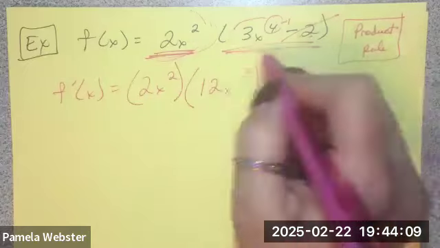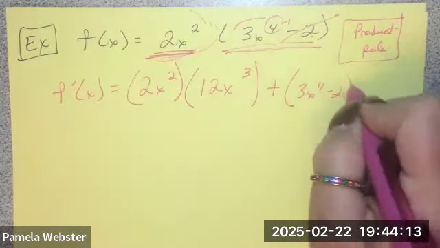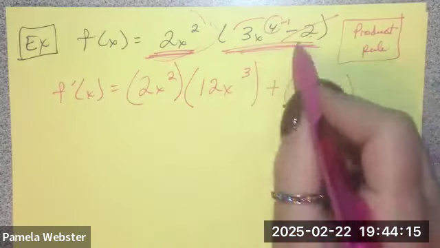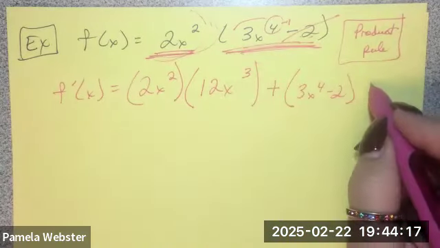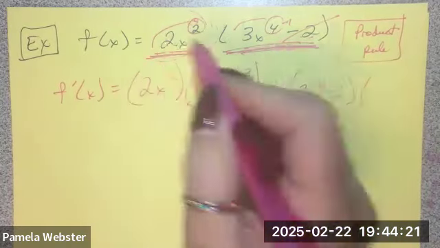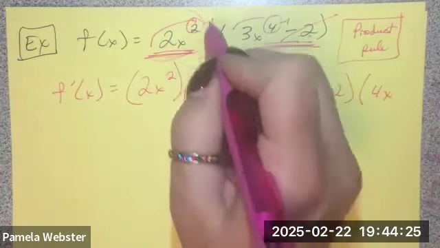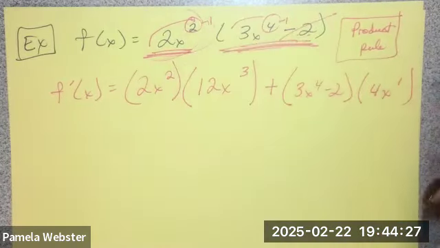Plus the second guy, just the way he looks. Don't do anything crazy to him. Just like he was written in the problem. 3x to the fourth minus 2 times the derivative of the first guy. Well, multiply that 2 out in front. 4x, subtract 1 off that 2 to the first power. So be a little bit careful.